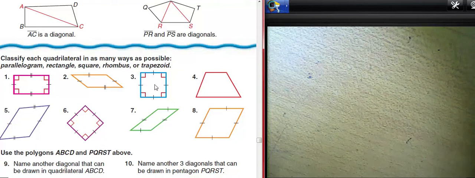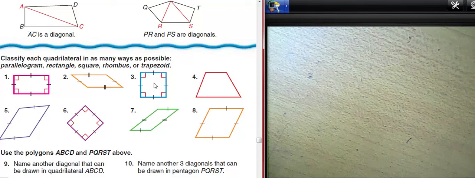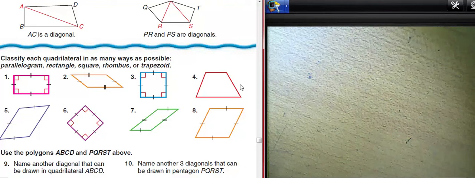Question 3, we have 4 sides equal in length and parallel, 4 congruent sides and 4 congruent angles, so it will be a square. Question 3, a square, because we have 4 angles equal in measure and 4 sides congruent. What about question 4?